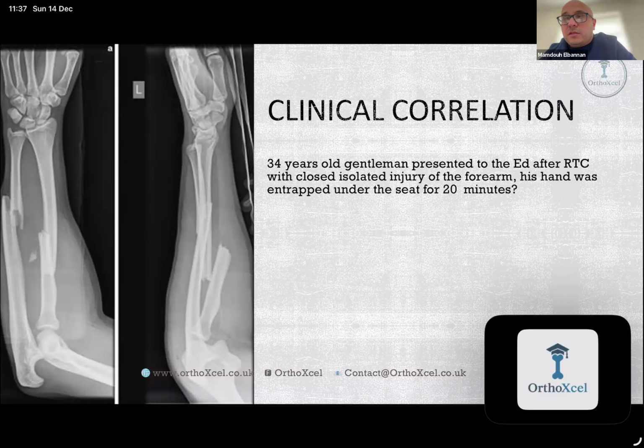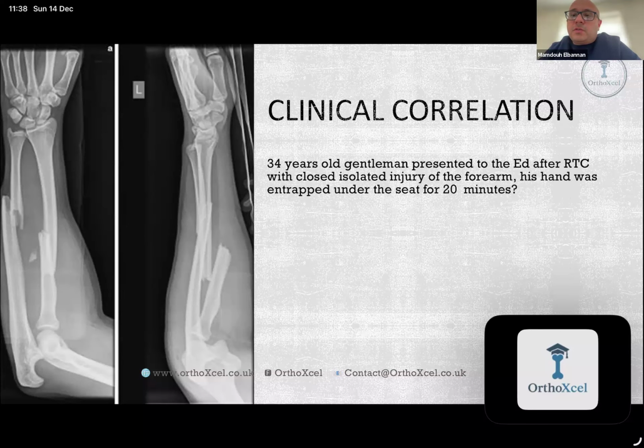If I go to the nervous system, then I need to check the sensory and the motor. Because the patient is in severe pain, sometimes it's hard to assess the motor function, but I will assess the sensory, where I will feel the radial, median, and ulnar nerve distribution. The radial is mainly around the first web space, median on the index finger, and then ulnar on the little finger. After that, I will request the X-ray.